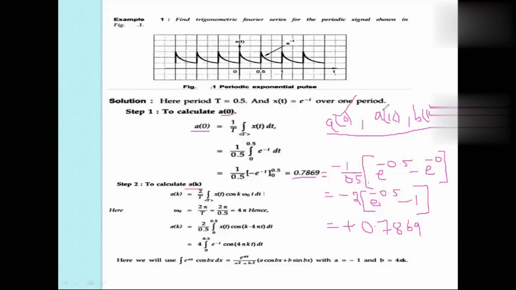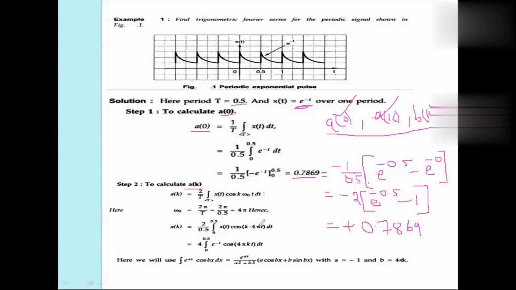A of k, that is the second one here. What is the formula for A of k? A of k is equal to 2 by T, the integral of x of t, where x of t is multiplied by the cosine function, my dear students, x of t cos k omega naught t dt. What is the x of t here? E power minus t, and T is equal to 0.5. So we write 2 by T as 2 by 0.5. The limits are the same, 0 to 0.5 here.